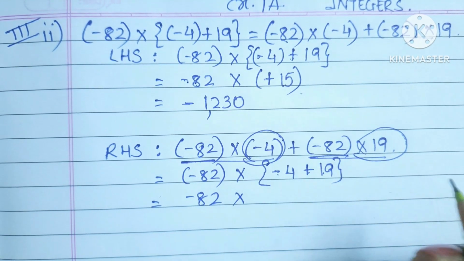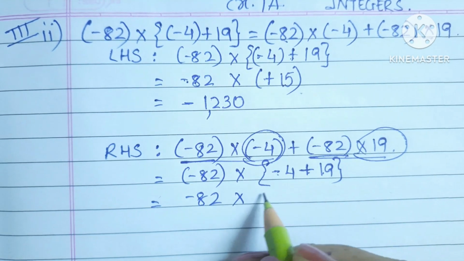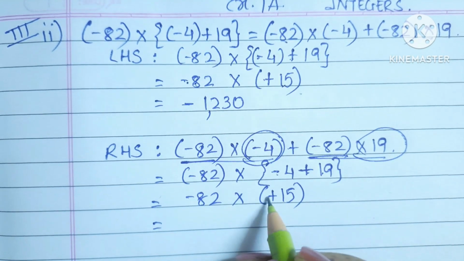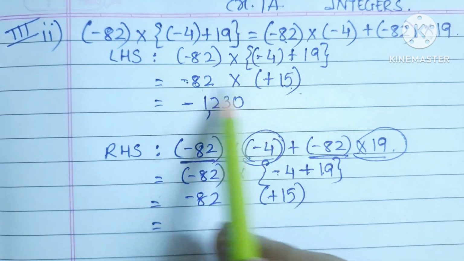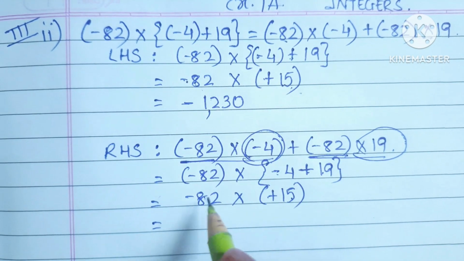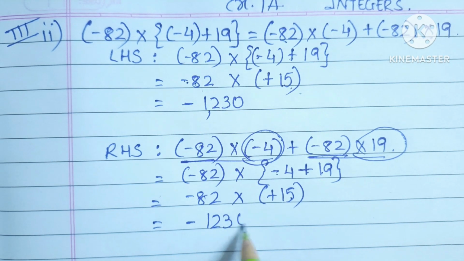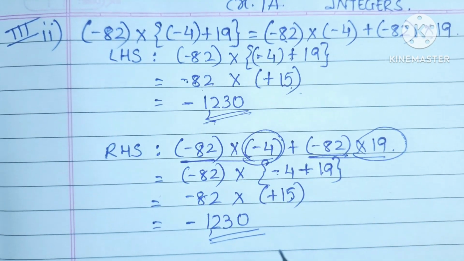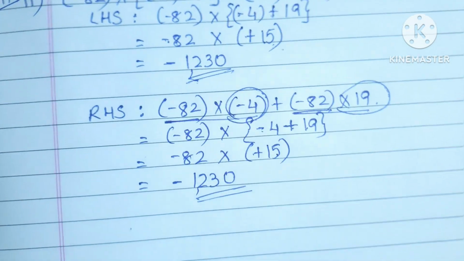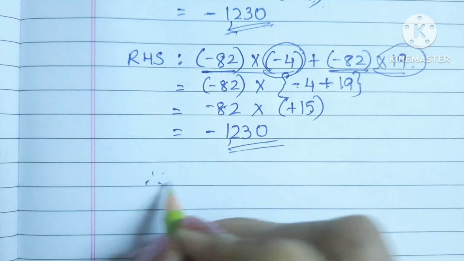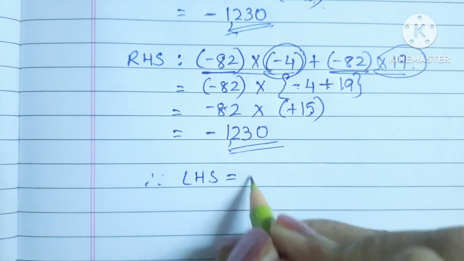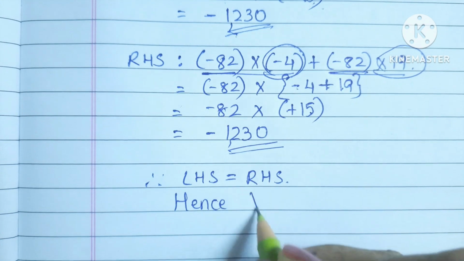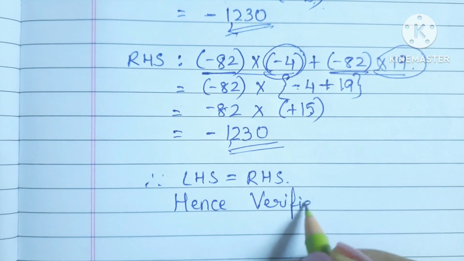So minus plus minus, and put the sign of the greater number. So this is it. Again minus 82 multiplied by plus 15, it is the same figure as above. So the answer will be minus 1230. We can clearly see LHS is equal to RHS. So therefore left hand side is equal to right hand side. Hence verified.